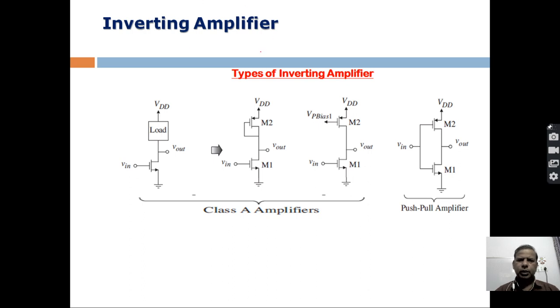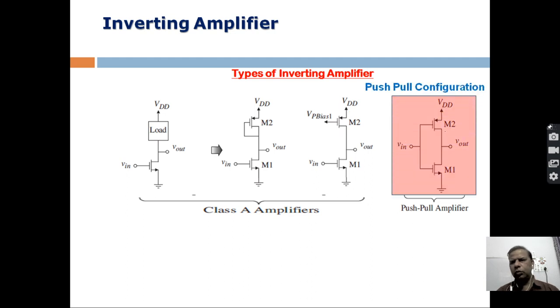For example, in the beginning we started with this particular configuration where a P channel was used as an active load in an inverting amplifier. After that we covered this configuration where a current source was used as a load, and in today's discussion we are going to have a detailed discussion about this configuration, push-pull configuration, where we are using an NMOS device here and a PMOS device.